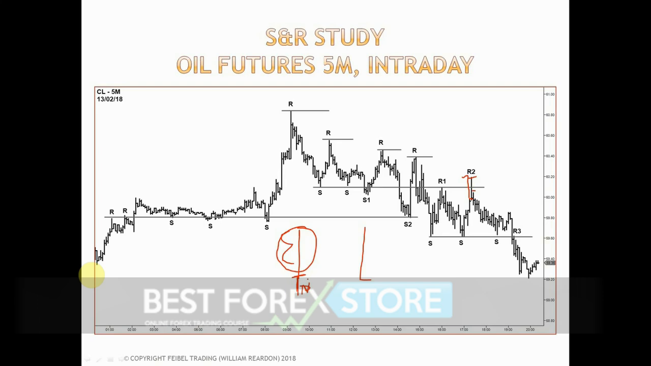I think that concludes our study for oil futures, our support and resistance study. Let's crack on and go into the next chart.